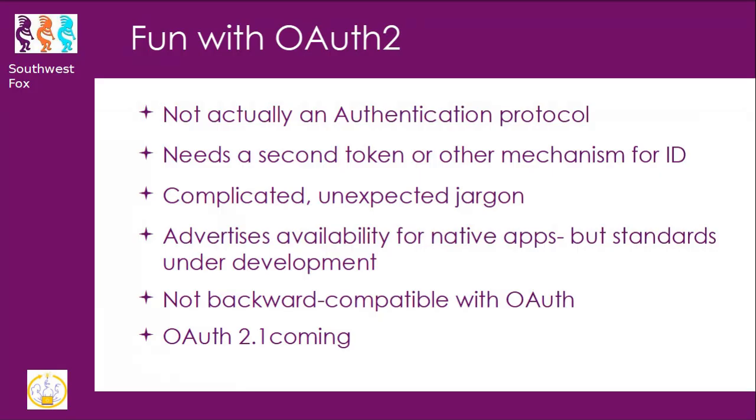And what you're going to find is there's complications and unexpected jargon, and OAuth 2 does advertise availability for native apps, but the standards are fluid. You're going to be doing a lot of roll your own. It's significant that OAuth 2 is not backward compatible with OAuth. So in the current state, if you roll your own stuff, don't be surprised if when OAuth 2.1 comes out, there's something better and you've wasted your effort. And so, especially for native development, an awful lot of the discussion of OAuth boils down to it's coming.